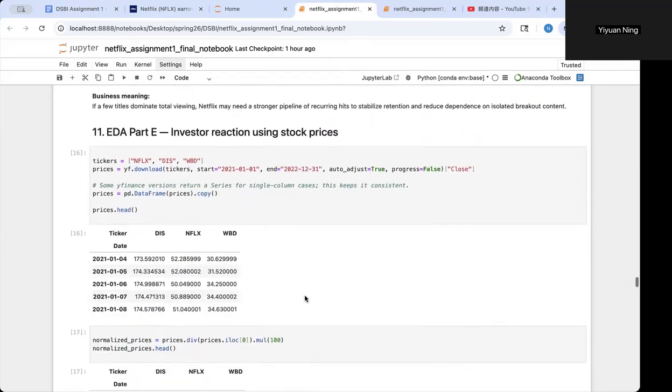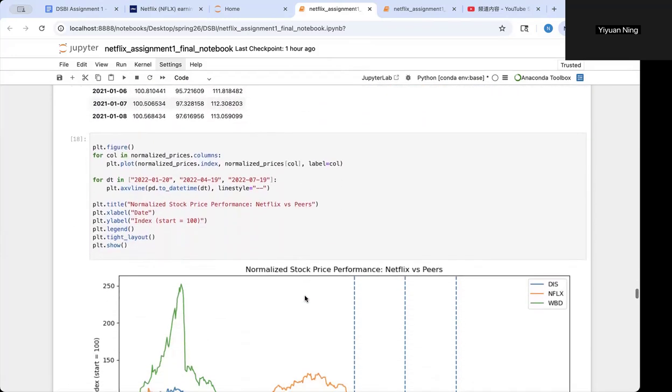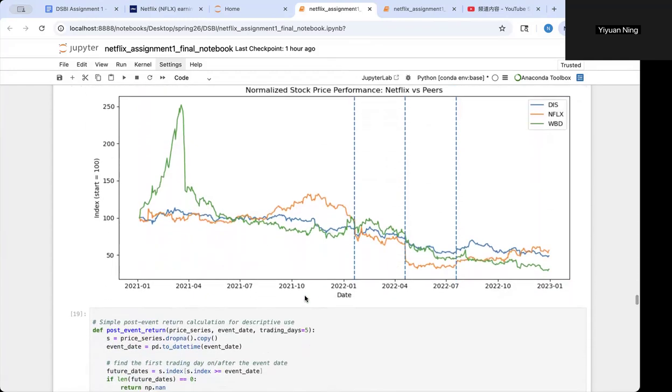Fifth, I compare Netflix stock price with peers. The chart shows that Netflix stock dropped much more sharply, especially after the April 2022 earnings release. This means investors reacted very negatively to the subscriber loss news.